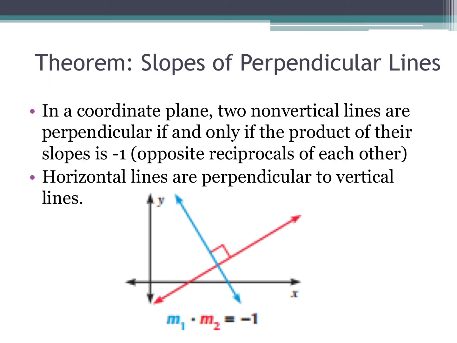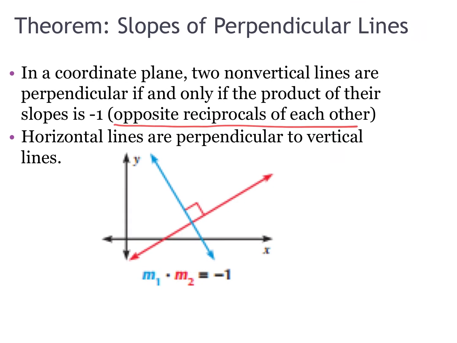Perpendicular lines have opposite reciprocal slopes. So what I mean by opposite reciprocals is, for example, 2/3, and its opposite sign would be negative, and reciprocal means flip the fraction upside down. These are examples of opposite reciprocals. So in a coordinate plane, two non-vertical lines are perpendicular if and only if the product of their slopes is -1, meaning they're going to be opposite reciprocals.